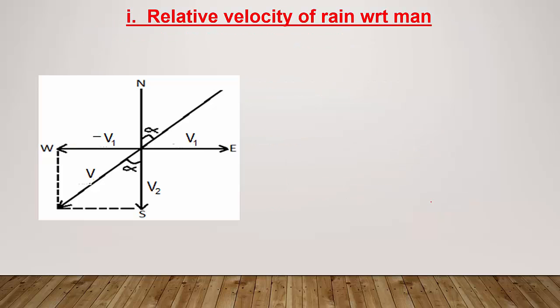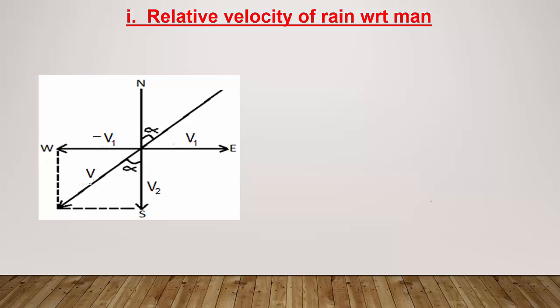The first application is relative velocity of rain with respect to man. Observe here, in the first application we are going to find the relative velocity of rain with respect to man. Here, how to solve the rain-man problems. Now you can imagine, let us consider a situation where a man is standing on the ground and he is experiencing a rainfall. The man is holding an umbrella to stay safe from the rainfall. So here we are going to find the relative velocity of rain with respect to man.